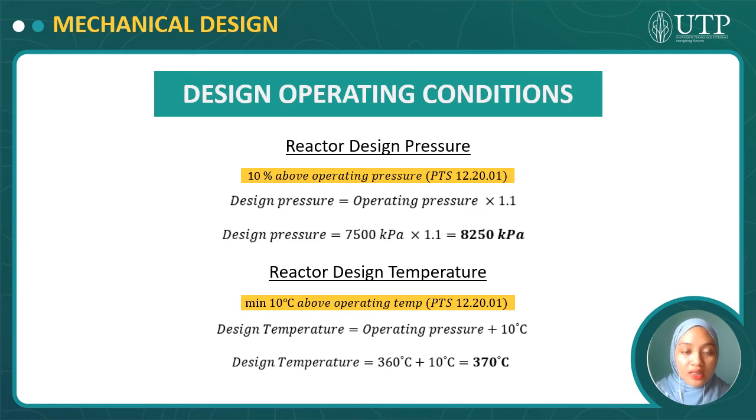The next is the mechanical design, starting off with the design operating conditions. For the design pressure, it was assumed that the design pressure is 10% above the operating pressure, so the design pressure is now 8,250 kPa. For the design temperature, it was assumed to be a minimum of 10 degrees Celsius above the operating temperature, so the design temperature is now 370 degrees Celsius.